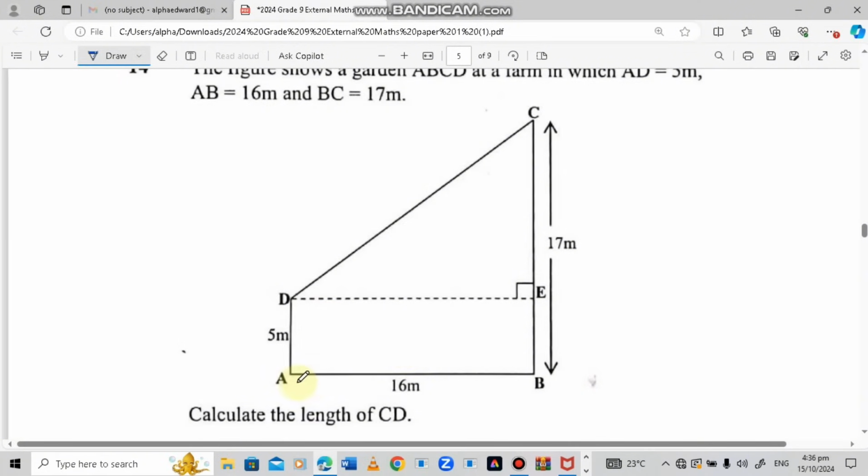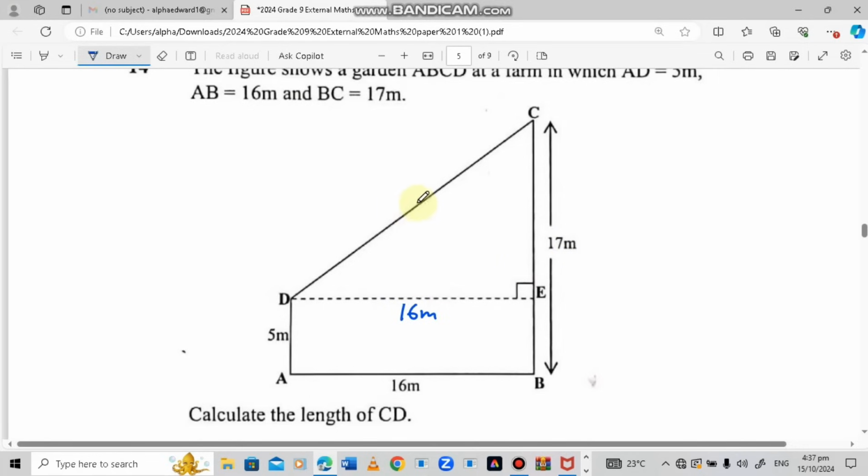First of all, you can see that here you have a rectangular shape. So if this is 16, it means that even this side is 16 meters. Alright, so meaning we have a triangle that has 17 meters this side and 16 meters this side.